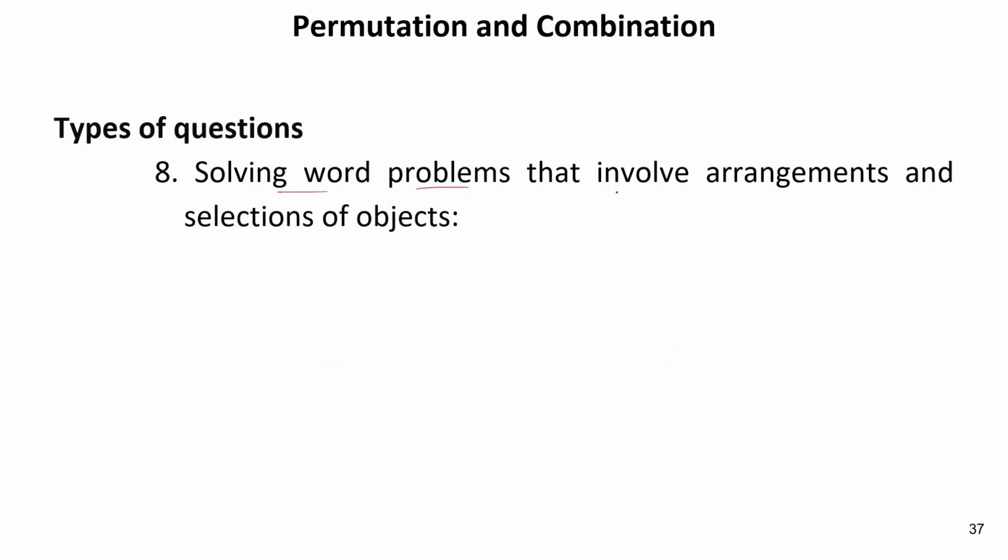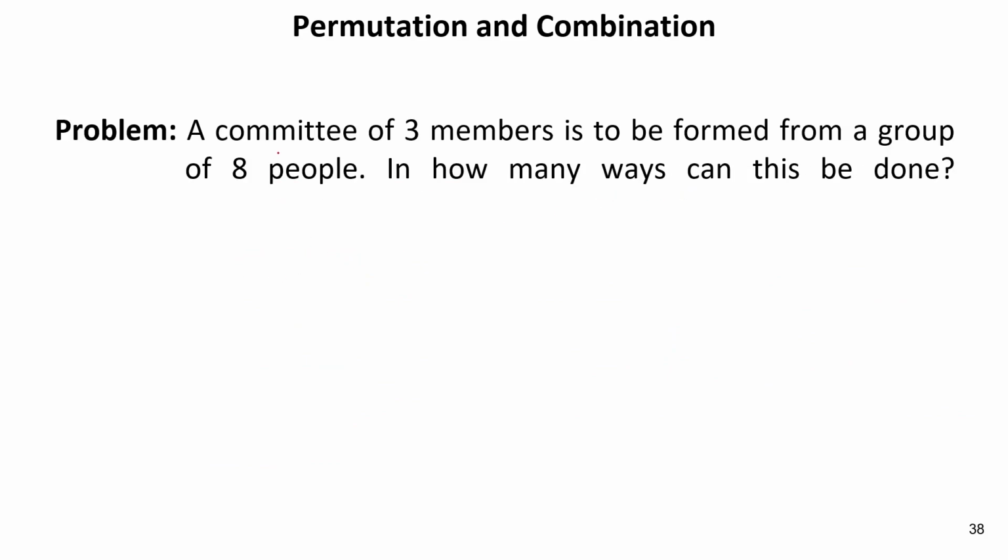So, solving word problems that involve arrangements and selection of objects. A committee of 3 members is to be formed from a group of 8 people. In how many ways can this be done? Basically you have 8 people, and once you pick one, you can't replace them, because they need to be there. Otherwise it won't be a 3-member committee. So you have 8 people and you want to pick 3.